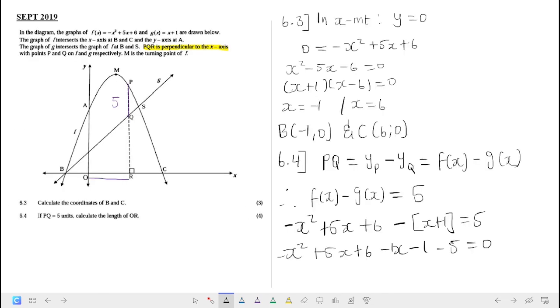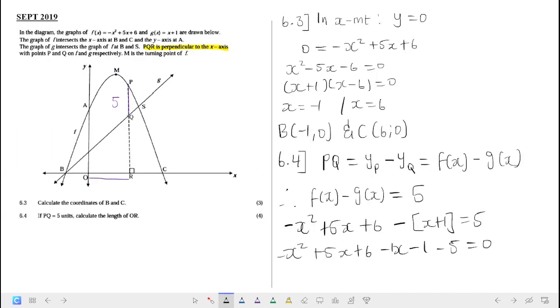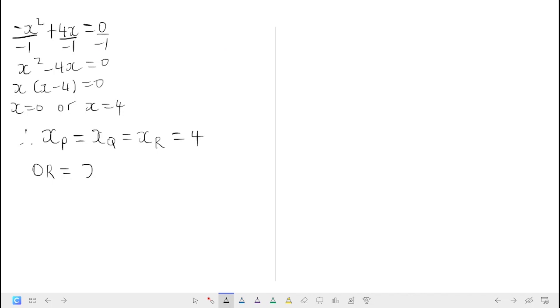Now to calculate the length of OR, since OR is on the x-axis, I'm going to take the x coordinate on the right and subtract the x coordinate on the left, right? Now what is the x coordinate on the right? It's going to be xR. The one on the left is going to be xO. Now what is the value for xR? It's 4 minus the value for xO, 0. Now this gives me 4 units. So I hope that makes sense. Now we're done with 6.4.